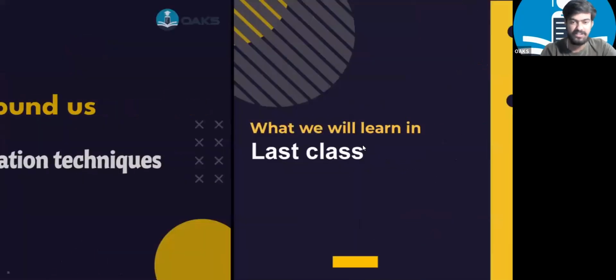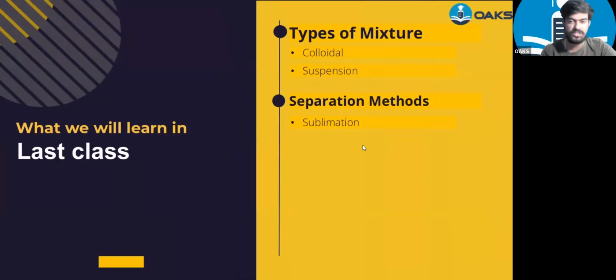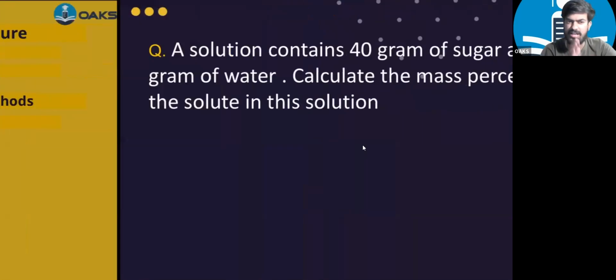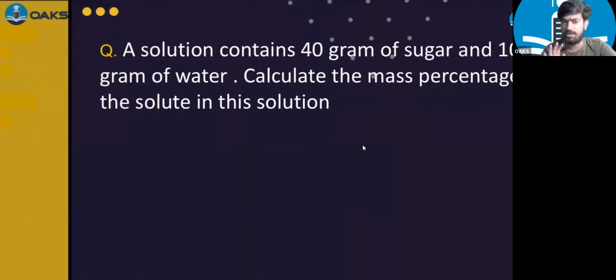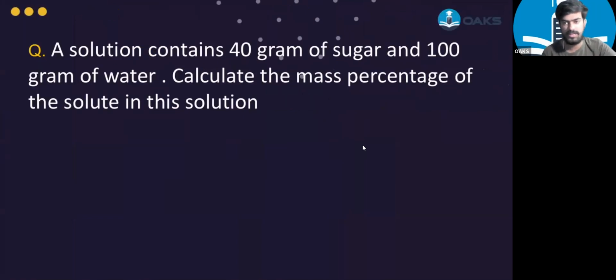Let us start with one question that we discussed two to three classes before. This is a numerical question, so I want you to solve this numerical. The question says that a solution contains 40 gram of sugar and 100 gram of water. Calculate the mass percentage of the solute in the solution. And this question should be solved by each and every one of you.